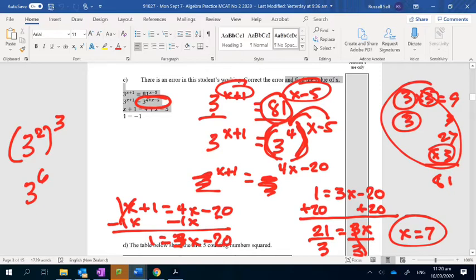Now that was a... Let me look at the key. Yeah, that was a merit question. If you got 7, that's a merit question. If you show no algebra, then it's not going to work. You've got to show the algebra. If you highlighted the error and then worked it out from that point for yourself and fixed it, it'd be fine.